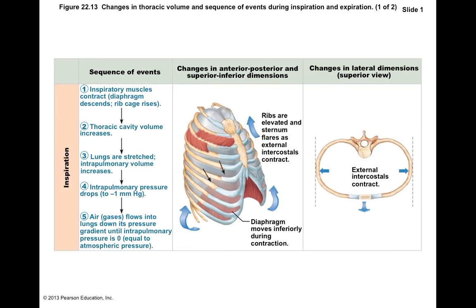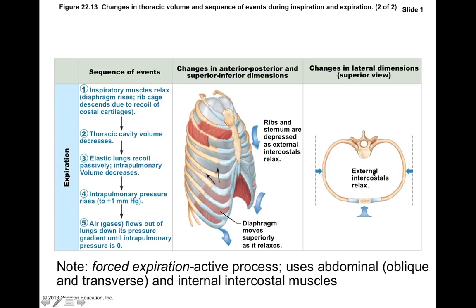Okay, cool. What's going on here? Well, volume increased. If volume increases, what happens to pressure inside? Decreases. How about this next slide? Volume decreased here. And when volume decreases, what happens to pressure inside? It increases. Good. And so then what would happen next as the pressure starts to rise inside your thoracic cage? Air would flow out. Good.